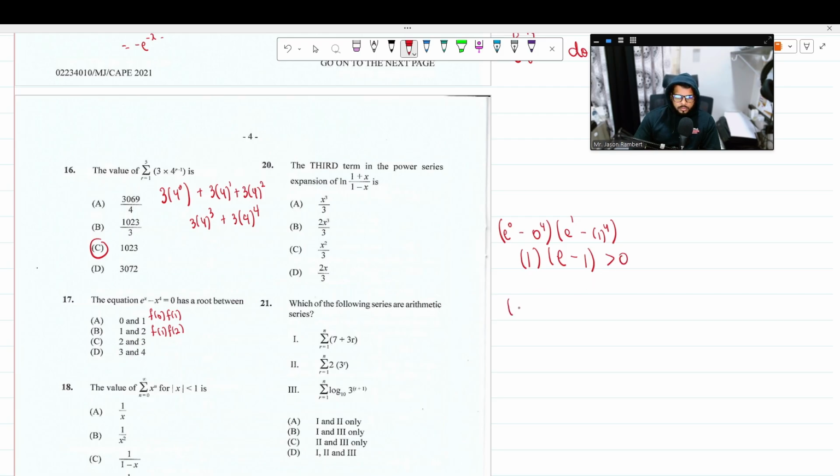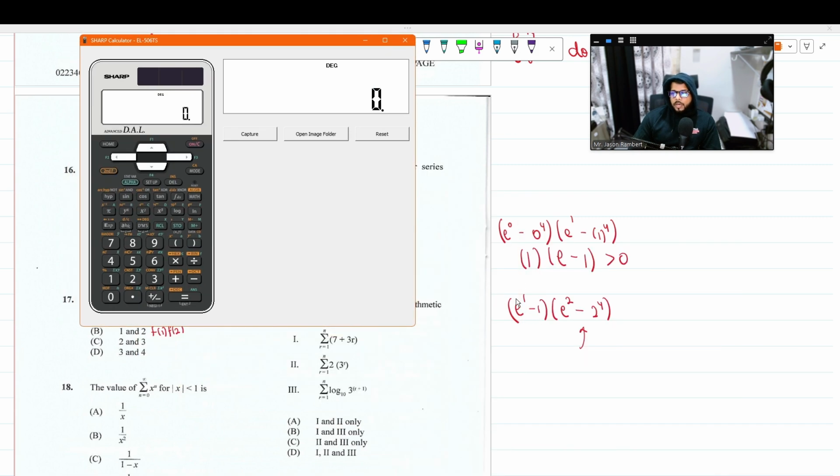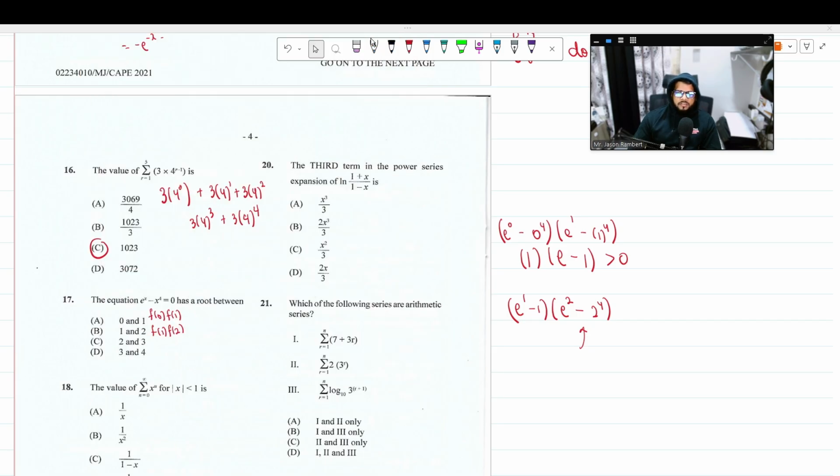What about, well, when x is 1, that is e to the power 1 take away 1, multiplied by e to the power 2 take away 2 to the power 4. So this is definitely going to be negative. And you can test on a calculator: e squared take away 16. Let me check it and see now. I know e to the power 1 take away 1 is positive. What is e squared take away 16? It's negative. So a negative by a positive is going to give me a negative. So the answer is B.